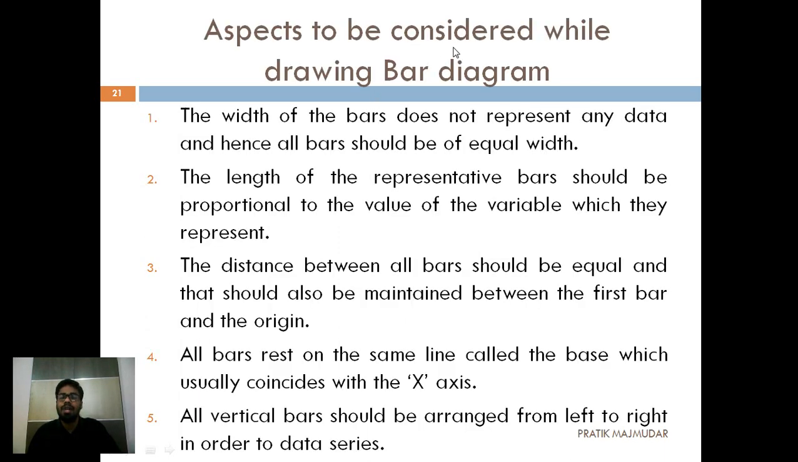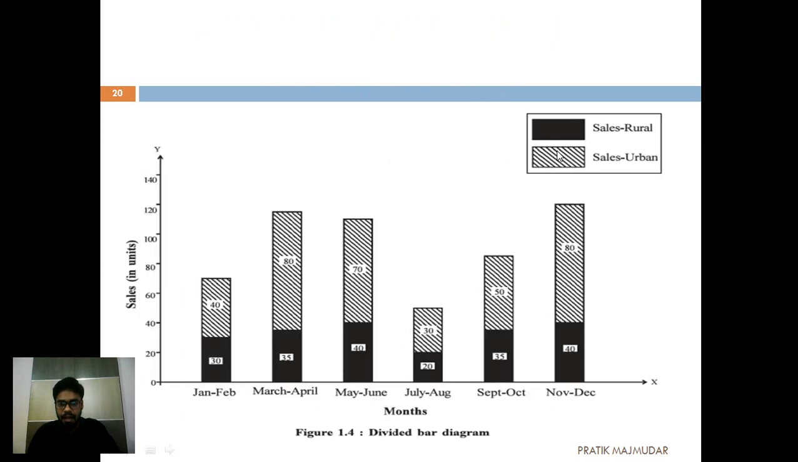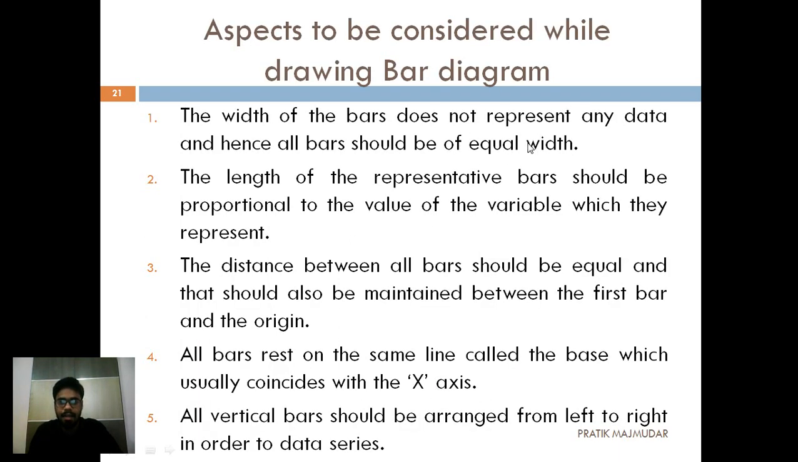What aspects are we going to consider while we are preparing a bar diagram? First we have to understand the width of the diagram. It does not represent any data, and all the diagrams should have equal width. So here see the width. You can see this is the width, for this particular one. This one is the width of a diagram. So it should be the same. It should not vary when there is a change in any of the data.